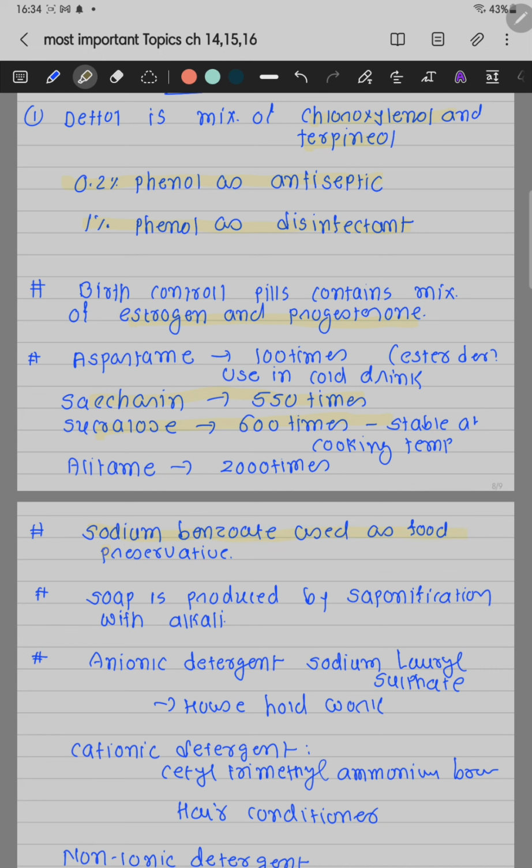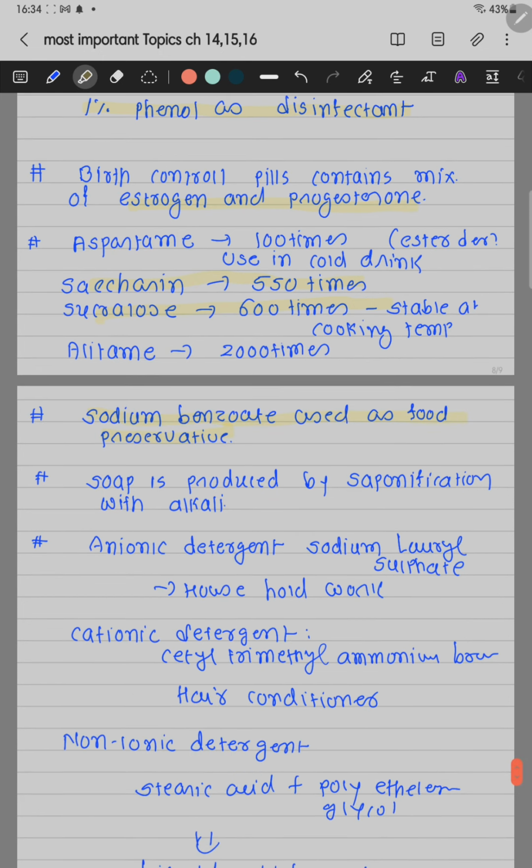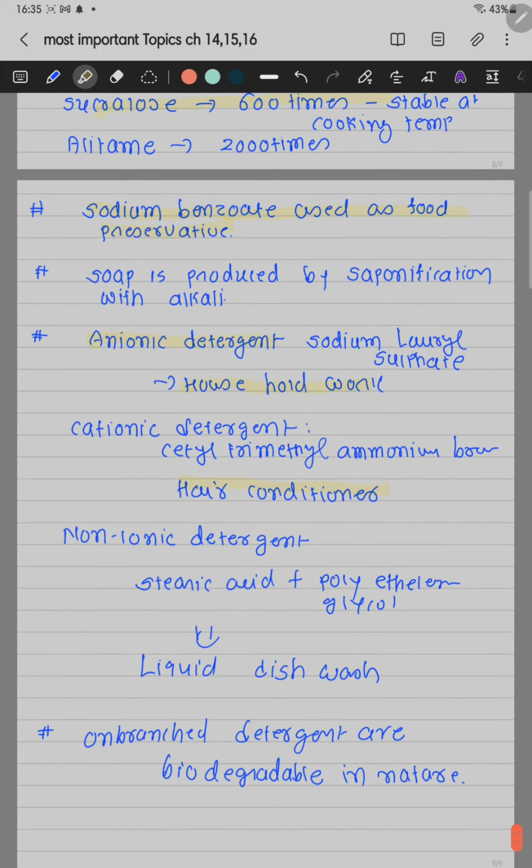Sodium benzoate is widely used as a food preservative. Soap is produced by the saponification process in the presence of alkali. Detergents are mainly three types: anionic detergents, cationic detergents and non-ionic detergents. Anionic detergents, such as sodium lauryl sulfate, are used in our day-to-day household work. Whereas cationic detergent, cetyl trimethyl ammonium bromide, is widely used in hair conditioners and as a germicide. Non-ionic detergent is an ester of stearic acid and polyethylene glycol and is widely used in liquid dishwash. All unbranched detergents are biodegradable in nature.